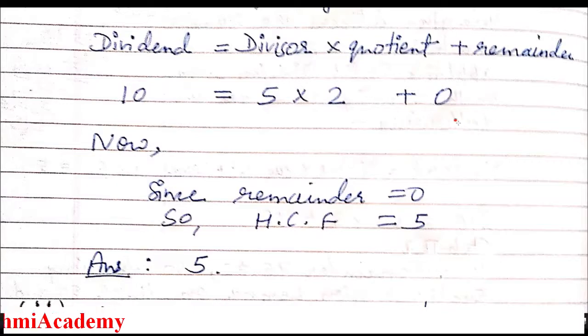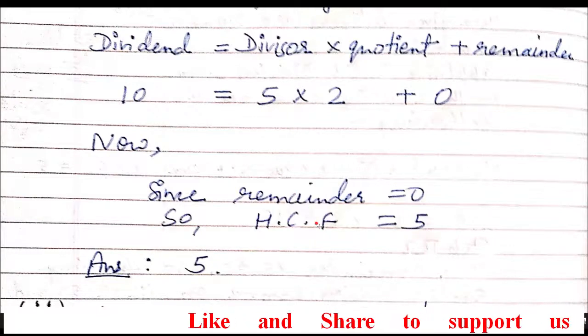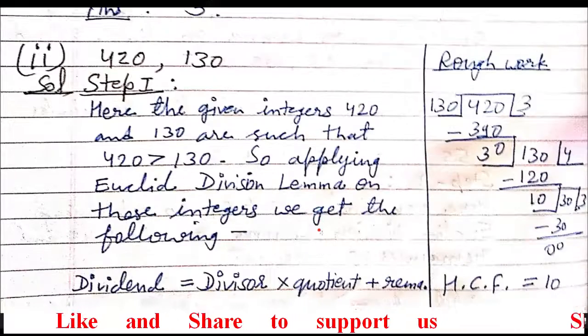So this process you have to do until you achieve remainder 0. As soon as remainder becomes 0, your division will be completed and the respective divisor is going to be the highest common factor. Now we will move to the second part of the same question.